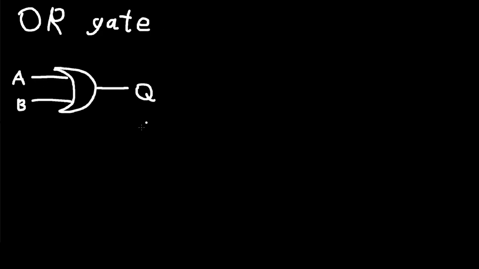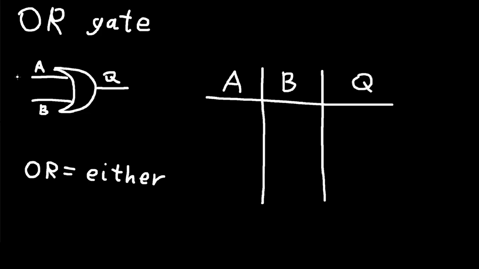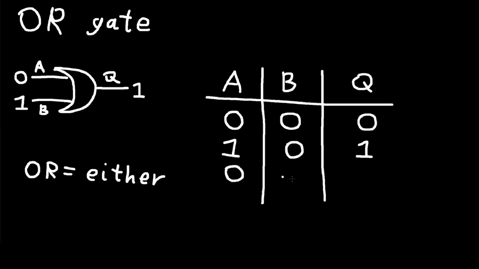Now the OR gate. This gate outputs 1 if at least one of the inputs is 1. It only outputs 0 when both of the inputs are 0. So, OR means A or B, or both.